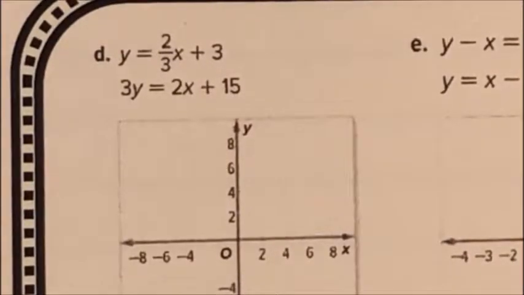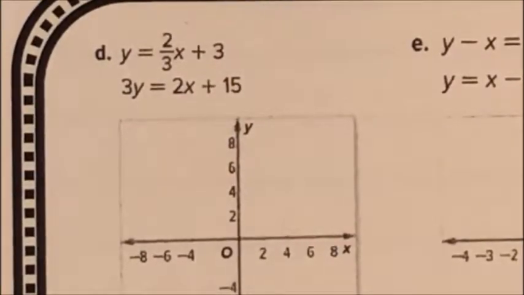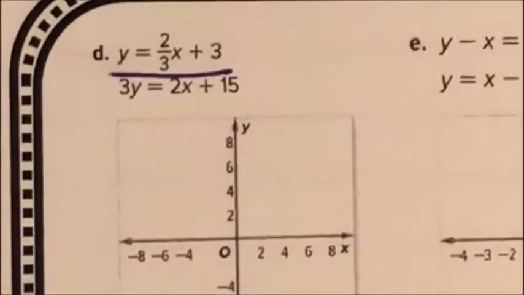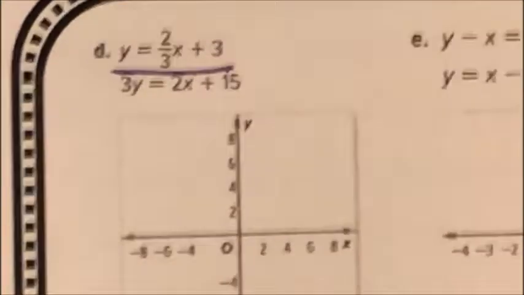All right, now that you've tried the try it problems on your own, let's go over the answers together. So letter D. Again, I'm solving all of these systems of equations by graphing. Okay, so letter D says y equals 2/3 x plus 3, and 3y equals 2x plus 15. Okay, so the first thing that I want to do. So here's my first one. This one is not in slope-intercept form, so I'm going to change it to slope-intercept form. Okay.